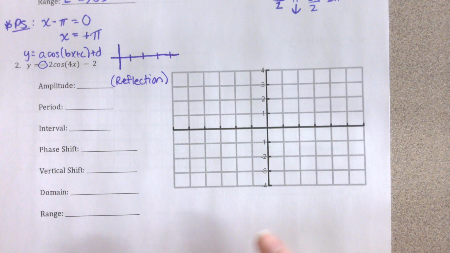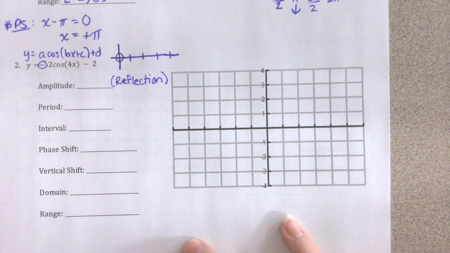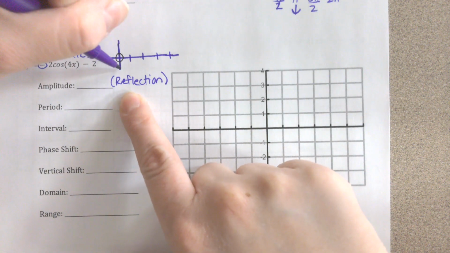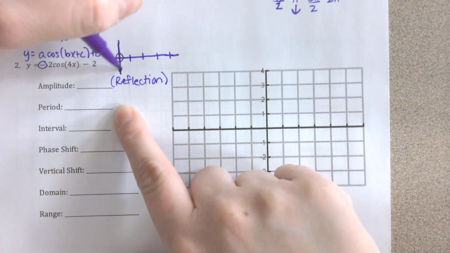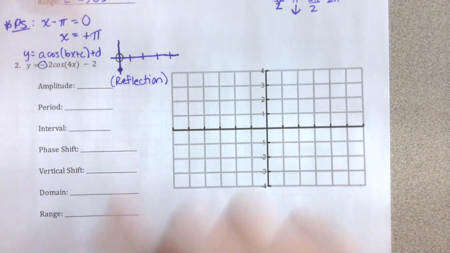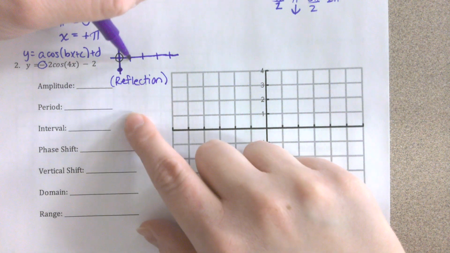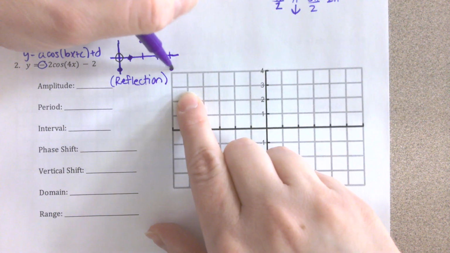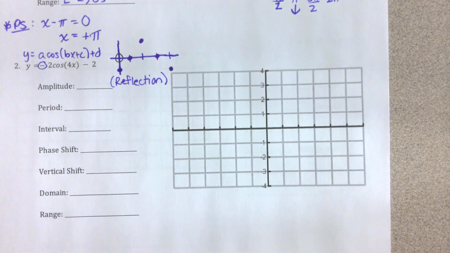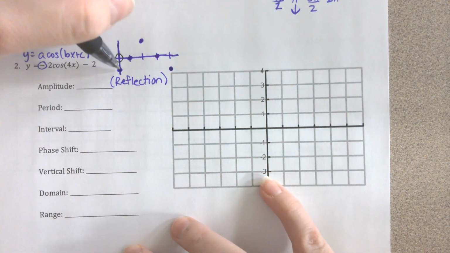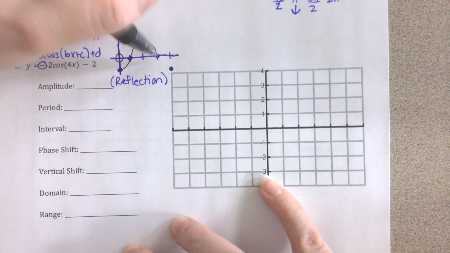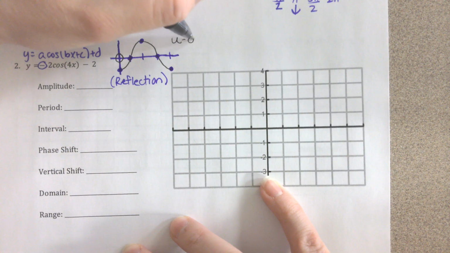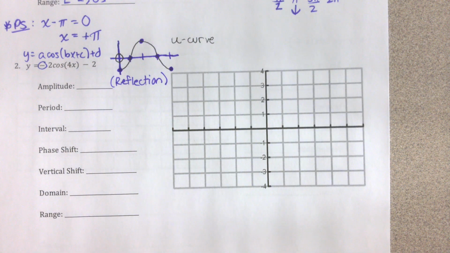So for cosine, again, if we have our starting point at the origin, a normal cosine starts up at its maximum, but since we have a reflection here, I'm actually going to put the first point down at its minimum. It's going to do the exact opposite. Then we follow the pattern. Up to the midline, up to the maximum. Down to the midline, down to the minimum. And then when we connect it, it should look like this. Cosine has a U-curve. And when it's reflected, it just looks like an upside down U.